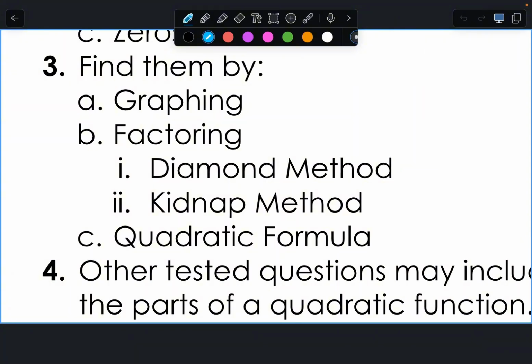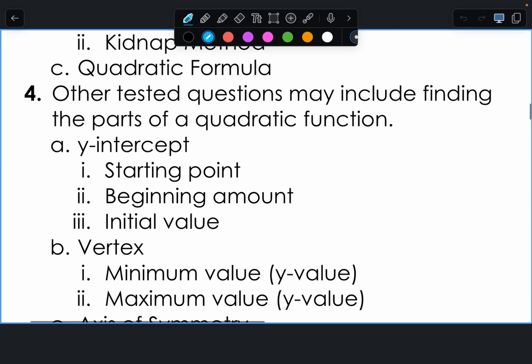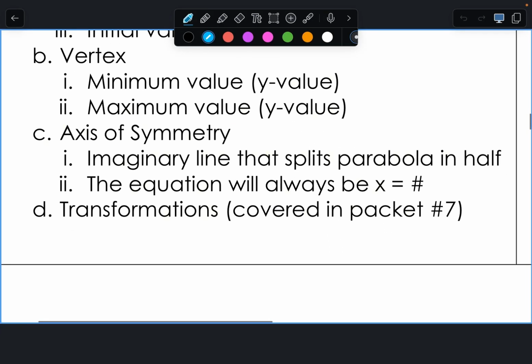Okay? Other questions that can be tested over quadratics may be finding the y-intercept, which is also known as your starting point, your beginning amount, your initial value. They may ask you to find the vertex, which is also known as your minimum or maximum. They may also ask you, and this has become very popular in the last couple of years, to find the axis of symmetry.